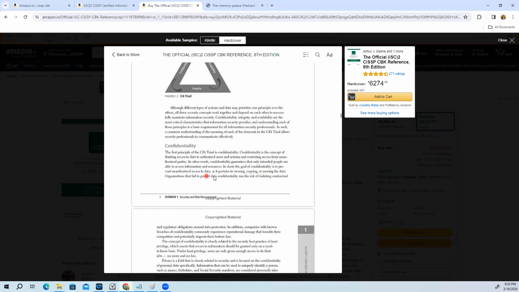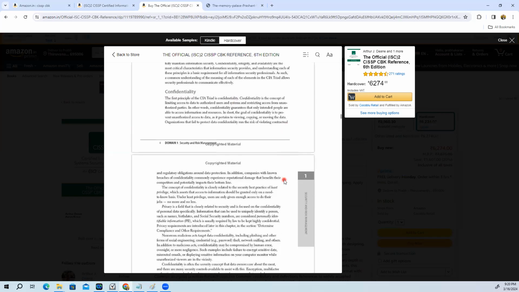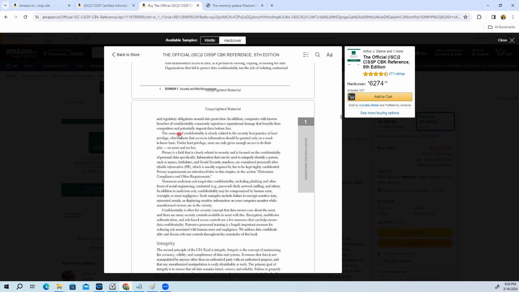Okay, an organization that fails to protect data confidentiality runs the risk of violating a contract. So this can be the question: if you fail to protect, what is the impact? Privacy is a field closely related to security and focuses on confidentiality. So it can be asked, privacy deals with which aspect of CIA? Here you can see the concept of confidentiality is closely related to the security best practice of least privilege. So what is the ultimate goal of least privilege? The answer is confidentiality. Under least privilege, users are only given enough access to do their job, no more than that.